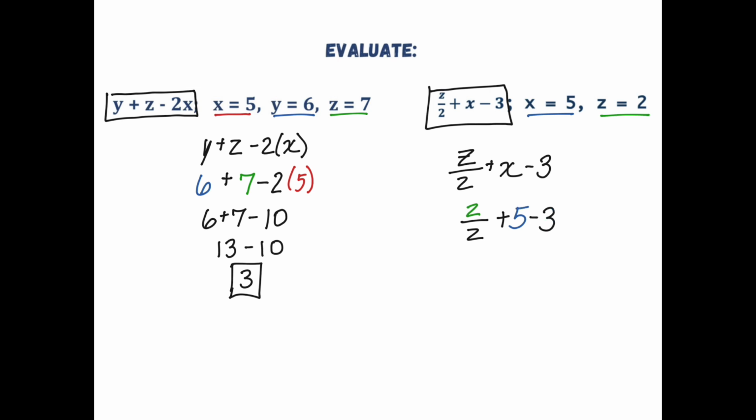Now remember, fractions are division, so technically PEMDAS tells us to divide first. 2 divided by 2 is 1, plus 5 minus 3. Then we simplify from left to right. 1 plus 5 is 6, and then 6 minus 3 is 3.